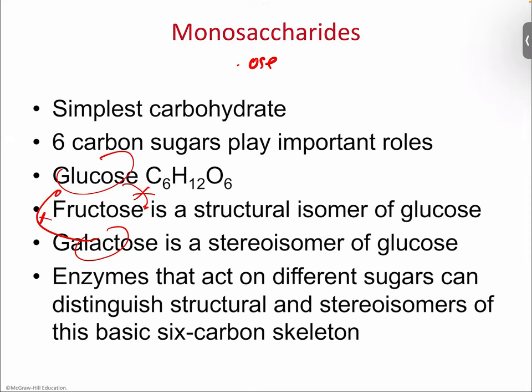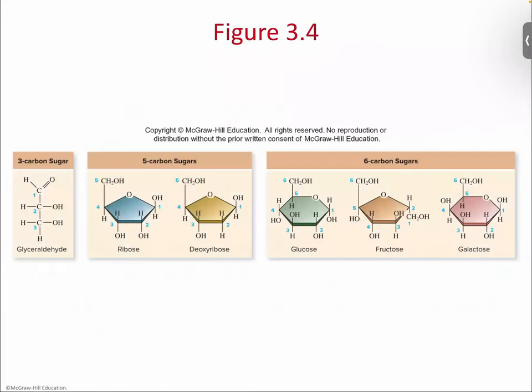Typically, anything with an OSE ending is a carbohydrate, but not all carbohydrates have an OSE ending, right? Like polyethylene glycol, for instance, is kind of carbohydrate-ish, or erythritol, that's a common sweetener that we're seeing now as an alternative to corn syrup and other types of sweeteners, but that's a carbohydrate, but it doesn't have the OSE ending. So not all carbohydrates have an OSE ending, not like pectin, for instance, right? That's another one.